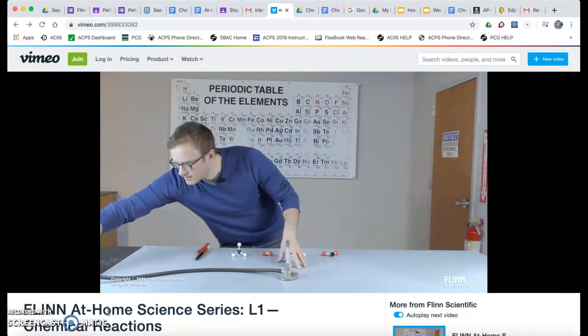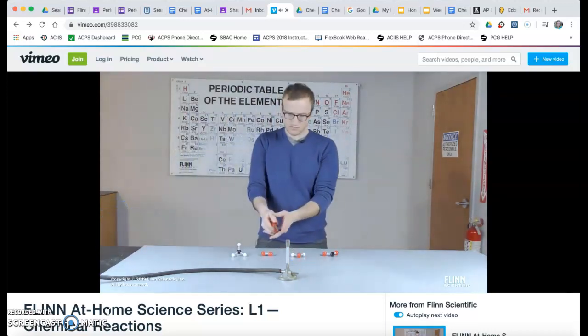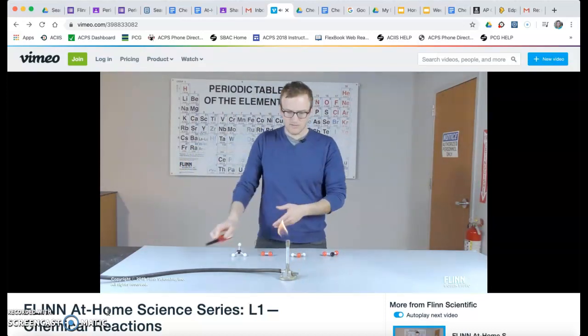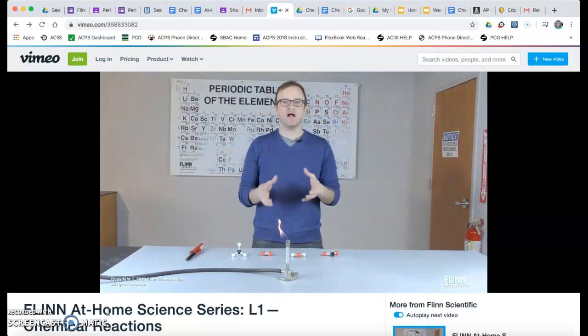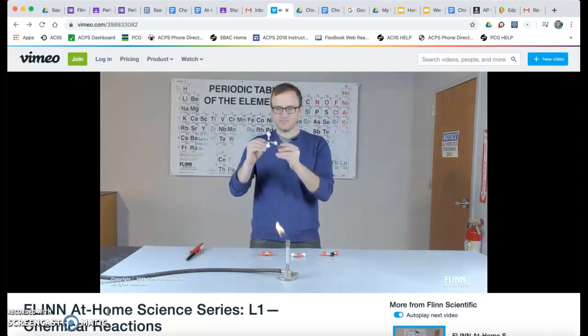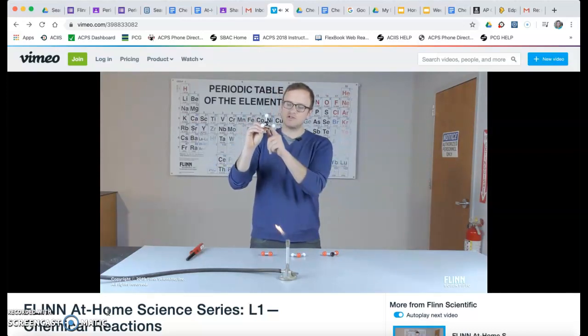So I'm going to turn on my gas, give it a spark, and now I am burning methane. I'm reacting methane molecules with oxygen gas. So in this case, I'm taking methane molecules, which look like this. I have a carbon atom in the middle here that's represented by this black sphere bound to 4 hydrogen atoms represented by the white spheres.